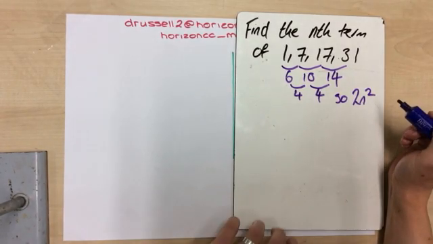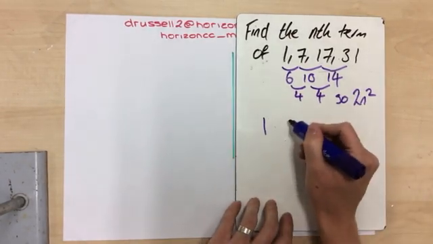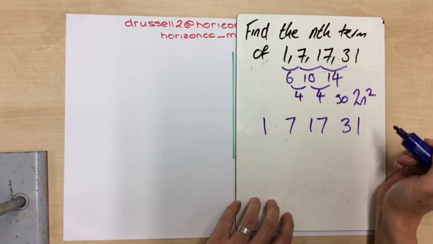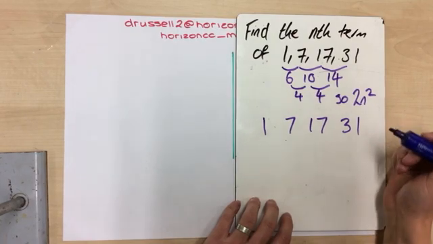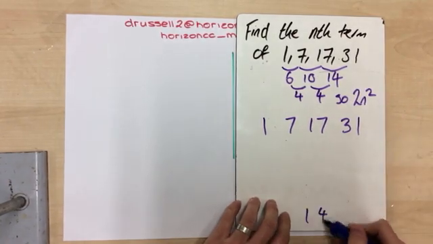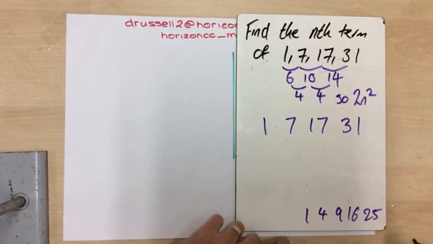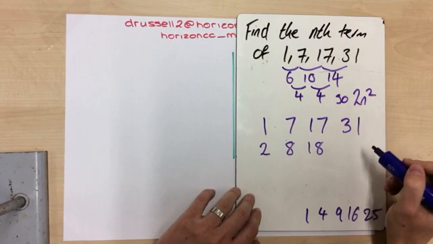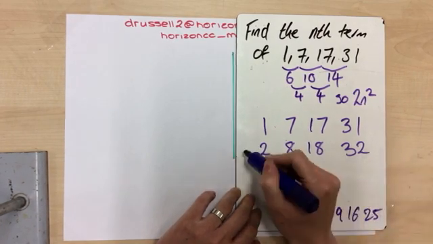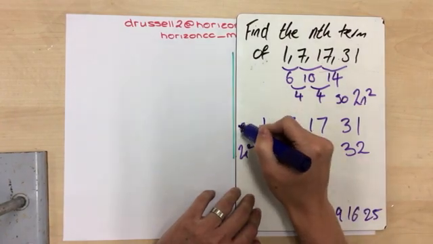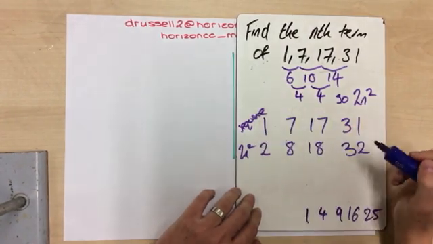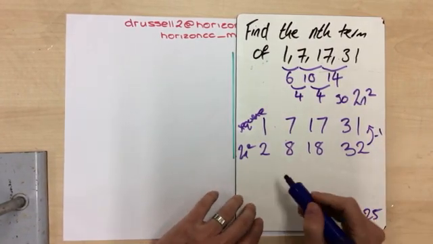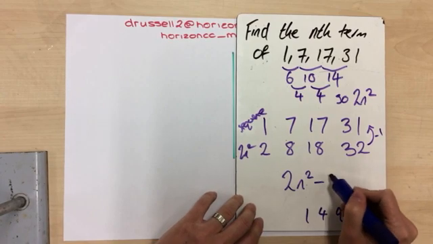I'm now going to write the sequence again underneath. So we've got 1, 7, 17, 31. And underneath that, I'm going to write down the 2n squared sequence. That just means the square numbers multiplied by 2. So if I write down my square numbers to help me out, 1, 4, 9, 16, 25, those multiplied by 2, I've got 2, 8, 18, and 32. That sequence is 2n squared. This was my original sequence. How do I get from 2n squared to my original sequence? I'm just going to take away 1. So this must be the sequence 2n squared take away 1.